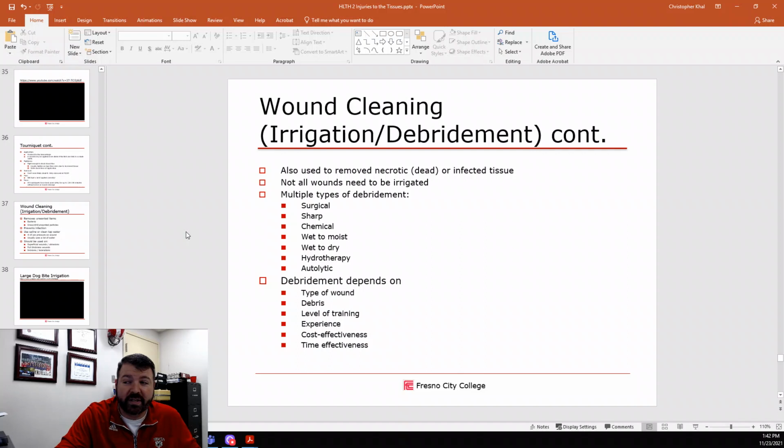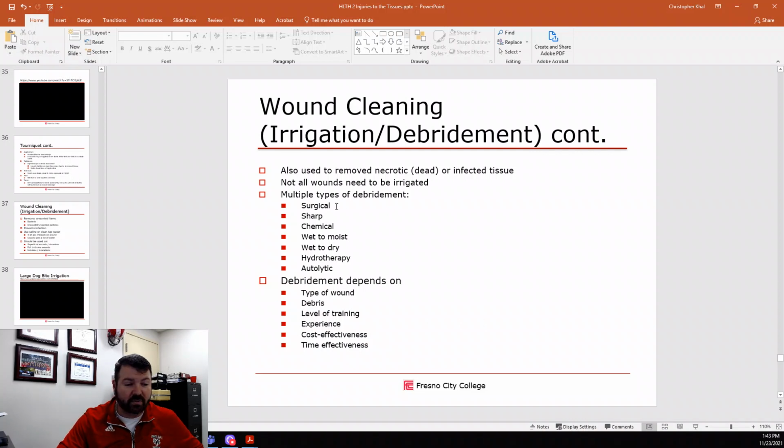All right, so wound cleaning, also called debridement. We can get a little more in depth on some of the things used to remove dead or necrotic tissue or infected tissue. Not all wounds need to be debrided, but it should be irrigated. There are multiple types of debridement.